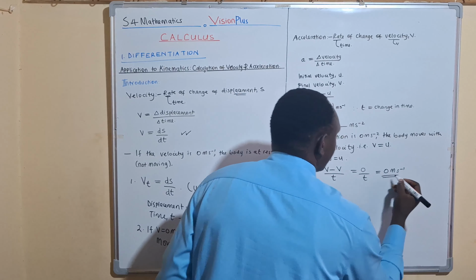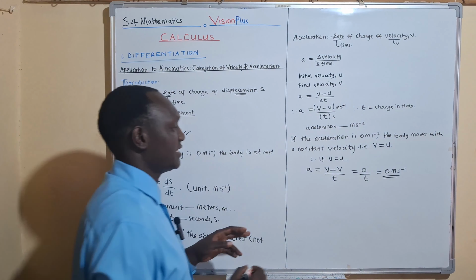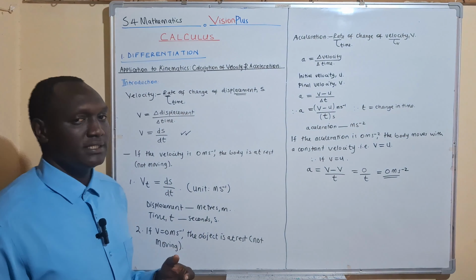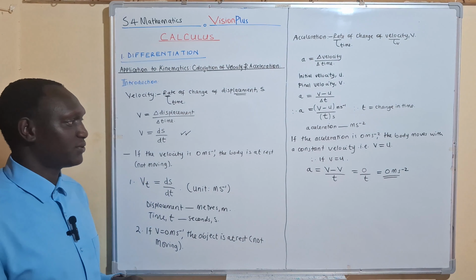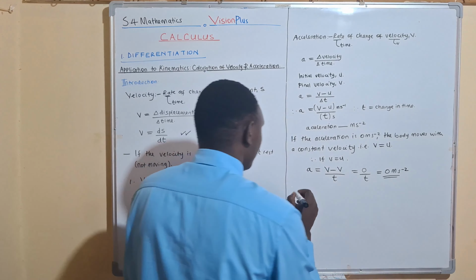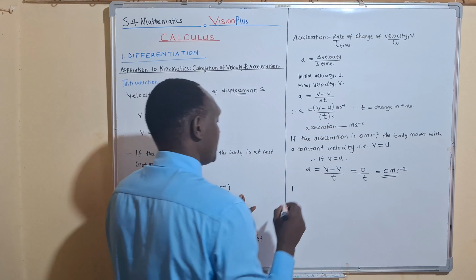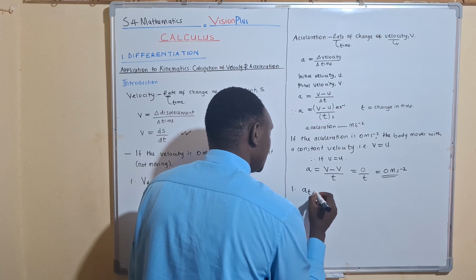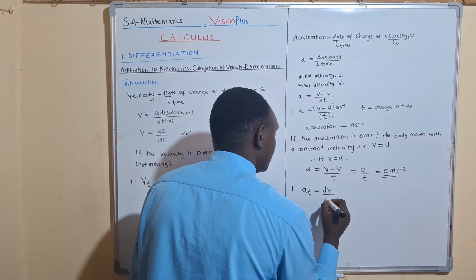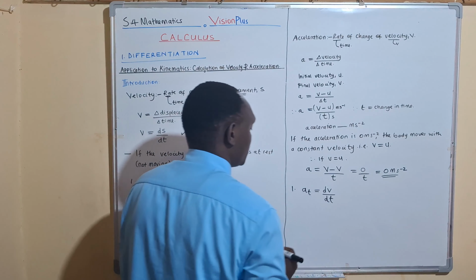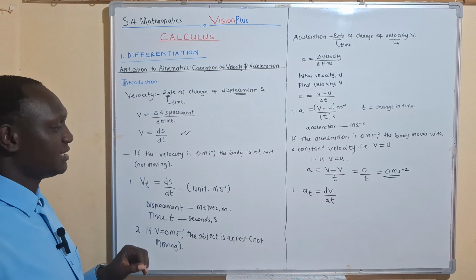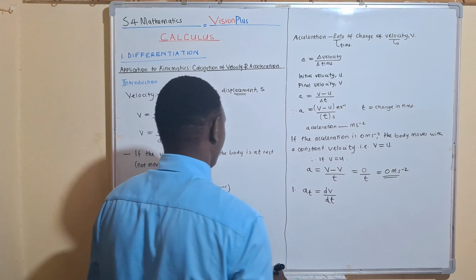It means that the speed of the body is not changing, or the velocity is constant. What are the two key takeaways from this concept? One, you must know that acceleration at any time t is given by the change in velocity over the change in time. So acceleration at any time t is dv/dt. That is what you must know.